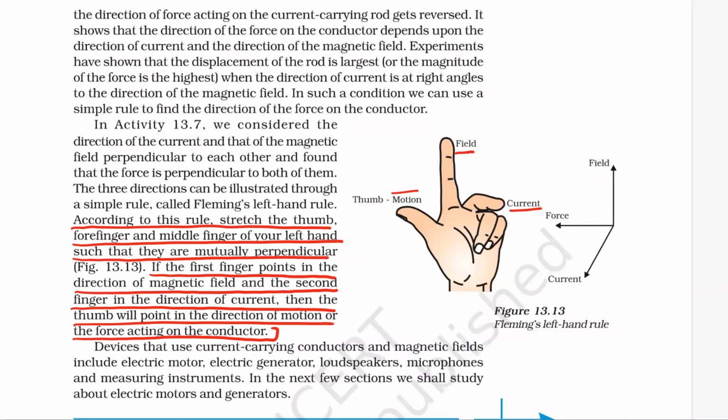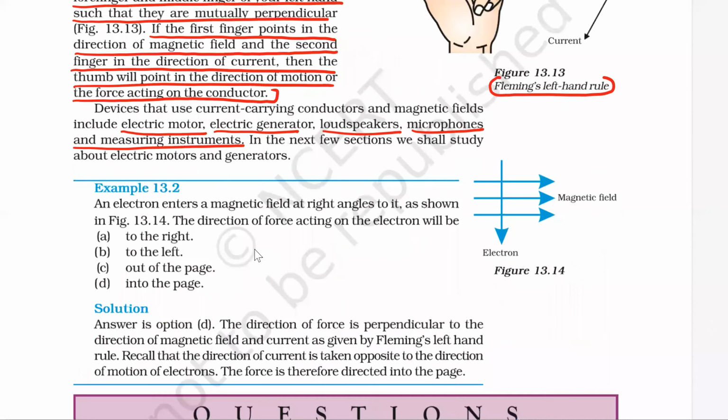The devices that use this law, or which are based on this law, are electric motor, electric generator, loudspeakers, microphones, and measuring instruments. Electric motor is based on Fleming's left hand rule. After this there will also be a right hand rule. Electric generator is based on the right hand rule, that is omitted this year in class 10th, but that is based on right hand rule, and electric motor is based on Fleming's left hand rule.